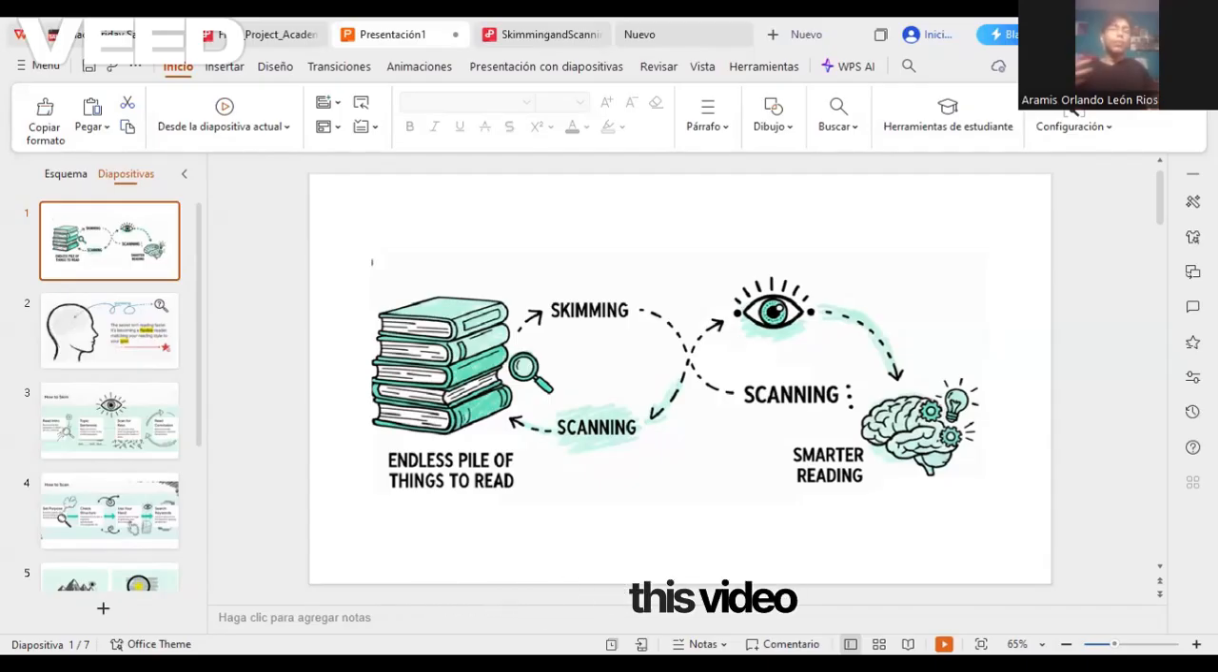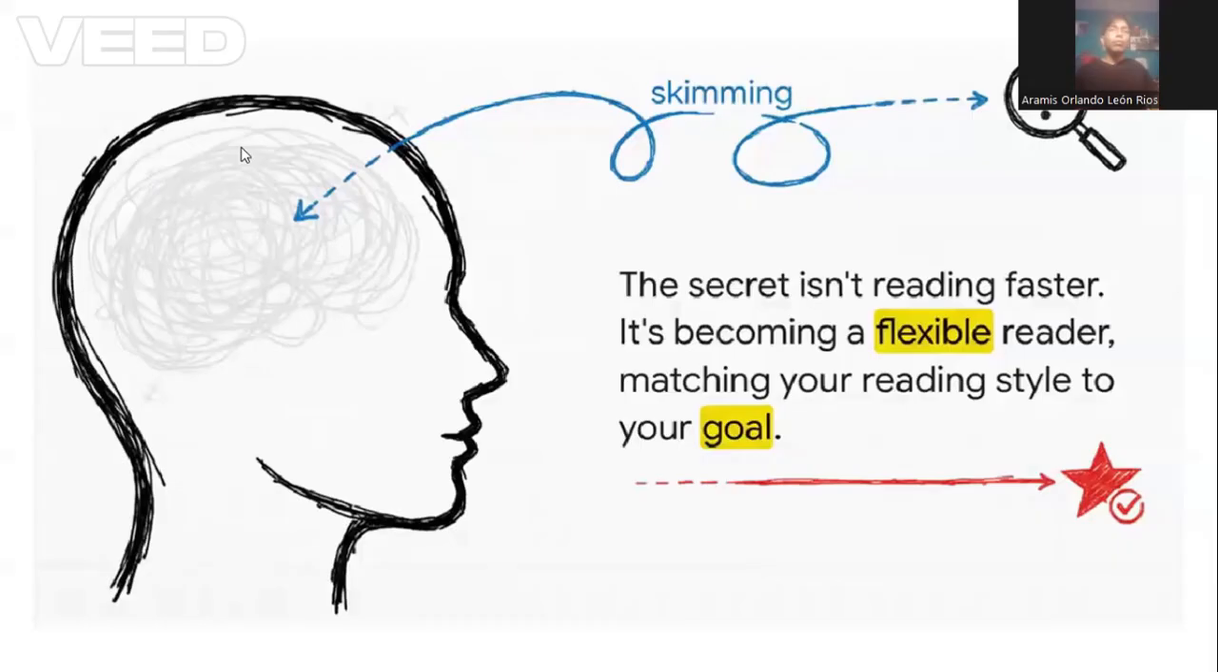The topic of this video is exploring academic reading techniques. To be more specific, skimming and scanning. First, we're going to talk about skimming. Skimming is reading really quickly to get the main idea. You don't focus on details. You just want the big picture.